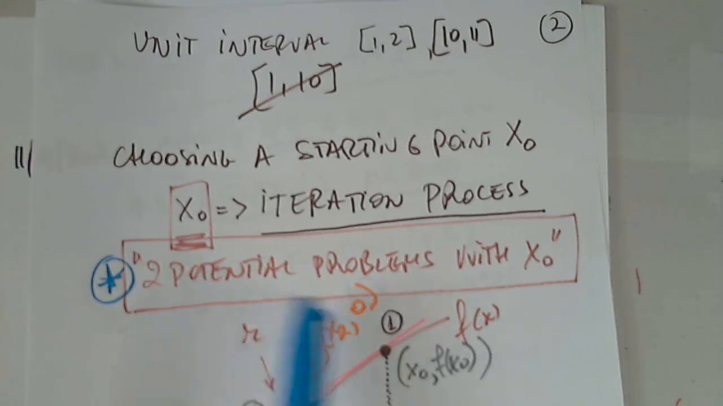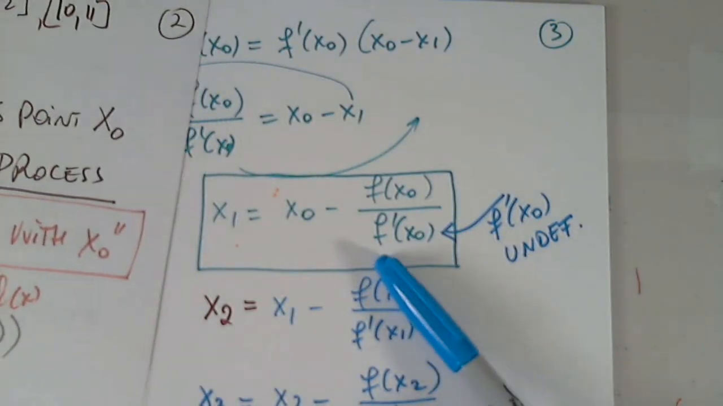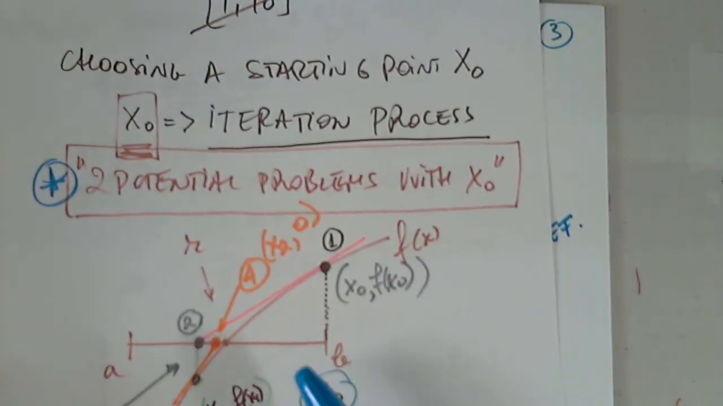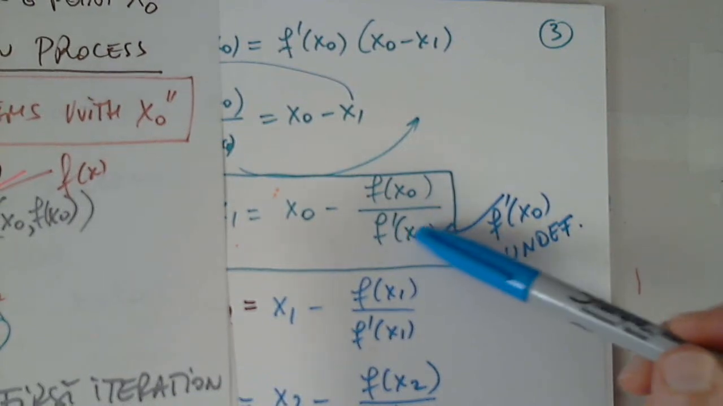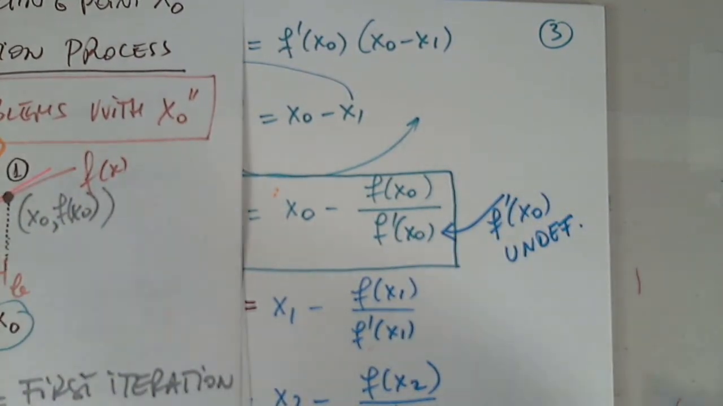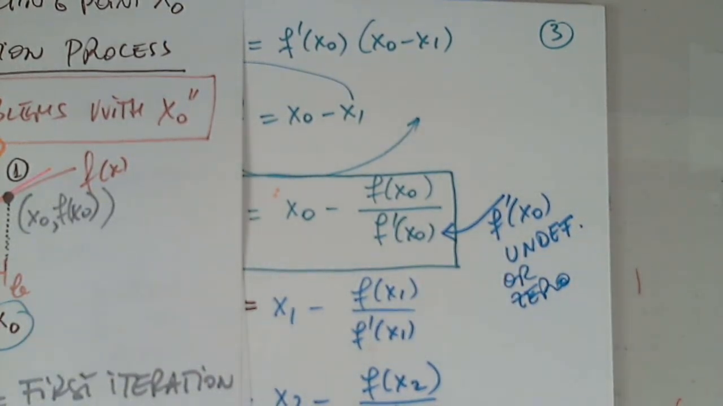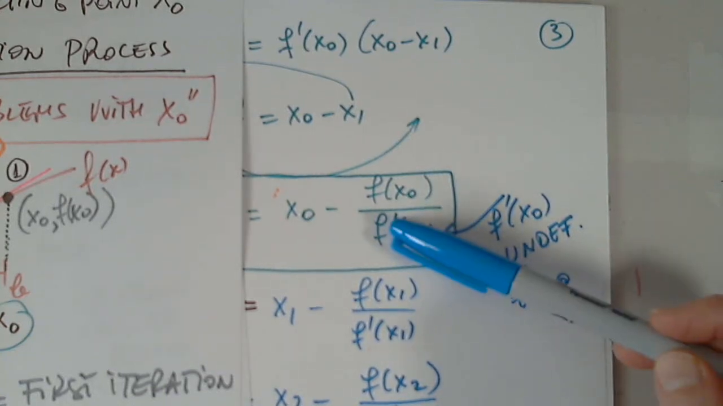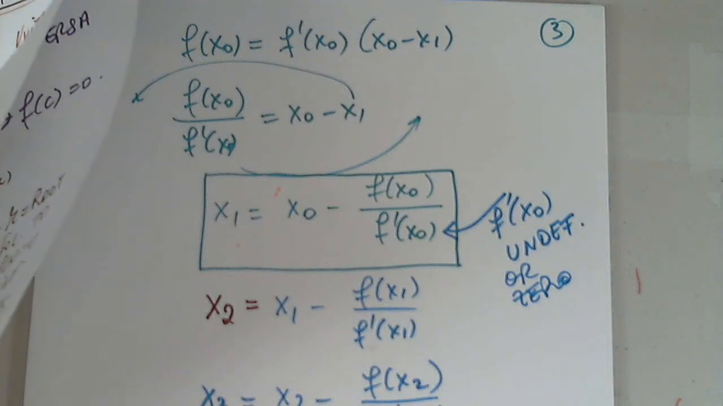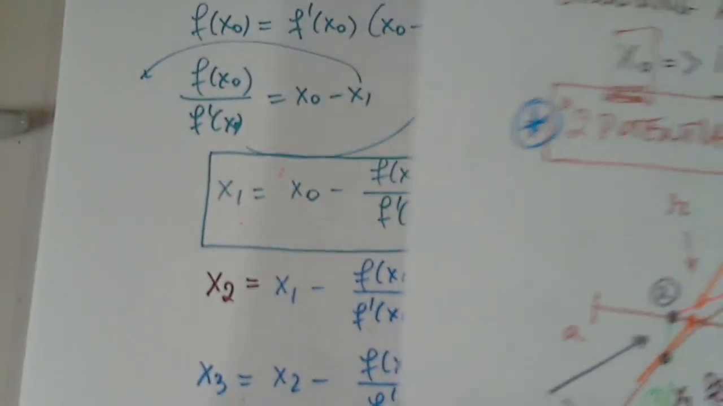There are two problems, potential problems. So be careful. Find f prime. And when you decide this or this, make sure that what you choose does not make f prime of x sub 0 undefined or 0. So if this is undefined or if this is 0, you will not even find the first iteration, let alone the rest. Here's the second potential problem.